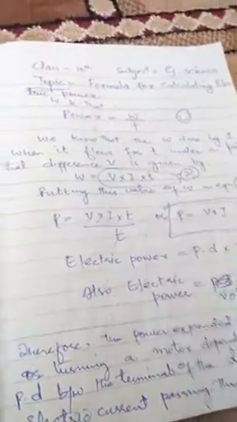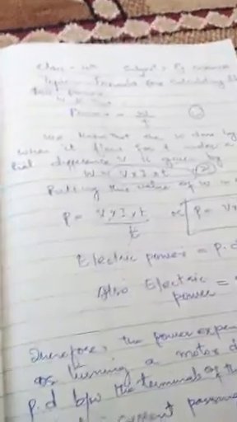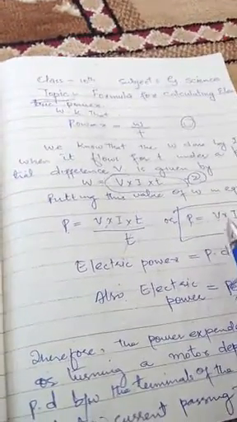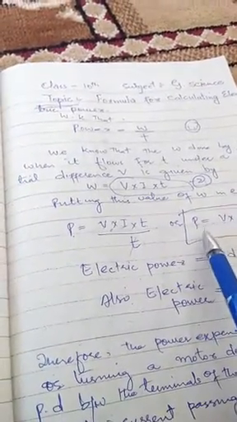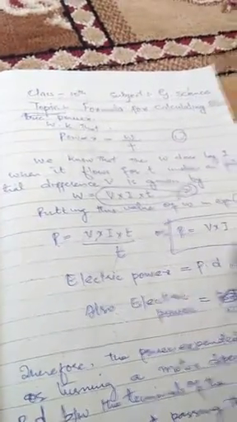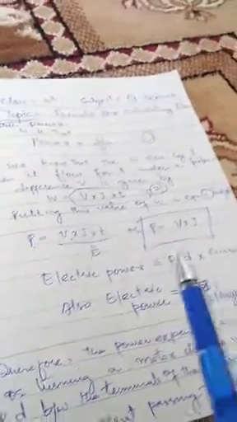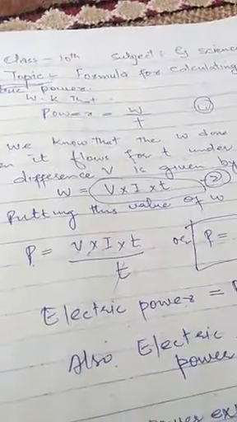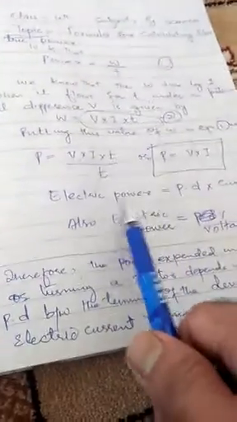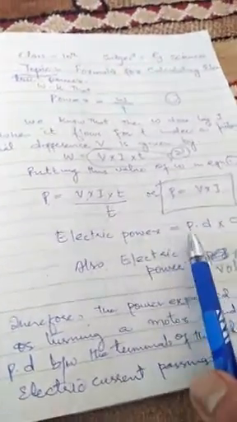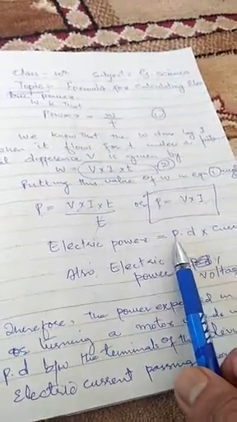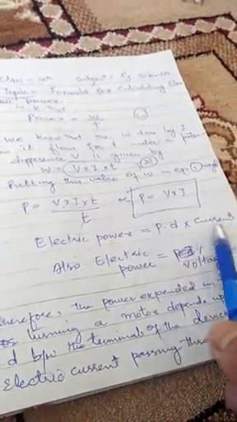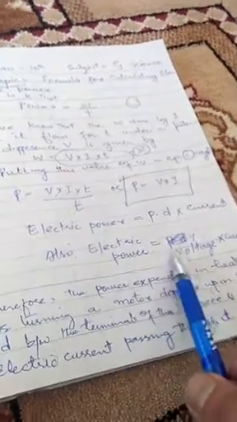Here V is the potential difference. The formula we got is P is equal to V into I. Power is in watts. It is found out by multiplying the potential difference in volts and the current in amperes. So electric power is equal to the potential difference into current, or electric power is equal to voltage into current.